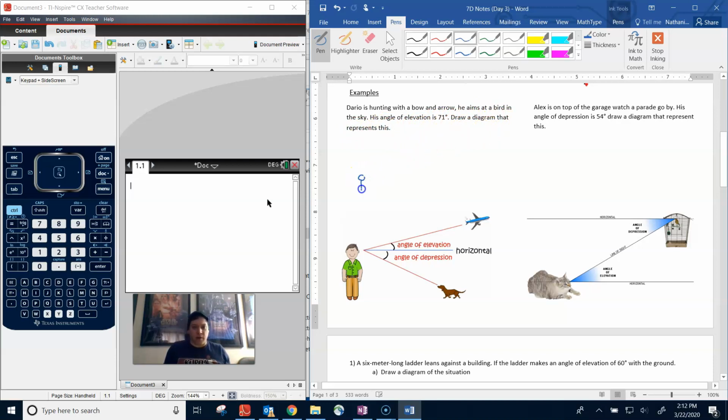So I'm going to draw Dario, and he's got a bow. Let's make this bow a little bit better because he's supposed to be shooting up with it, right? All right, bow and arrow. And he aims at a bird in the sky. Here's a bird. This is going to be my terrible bird.